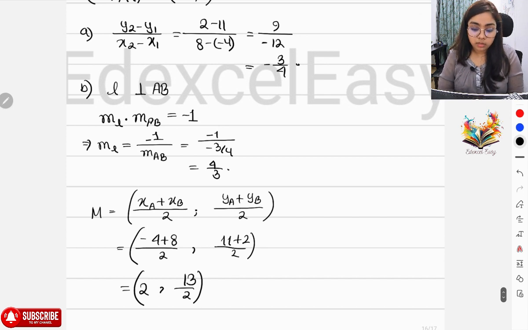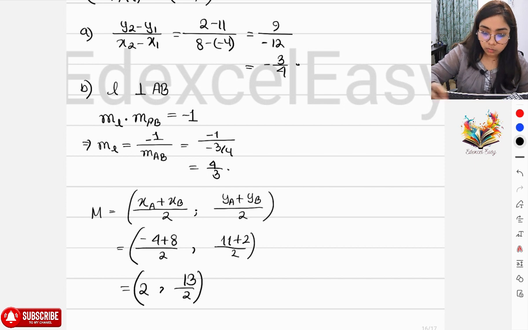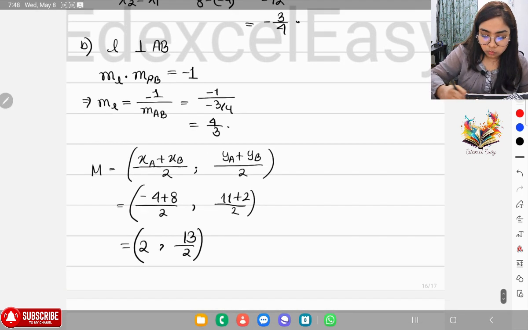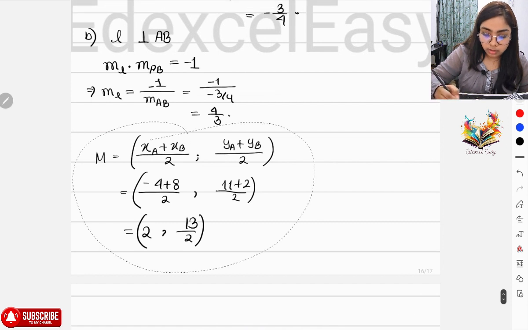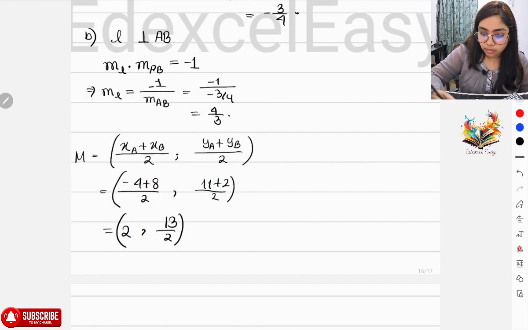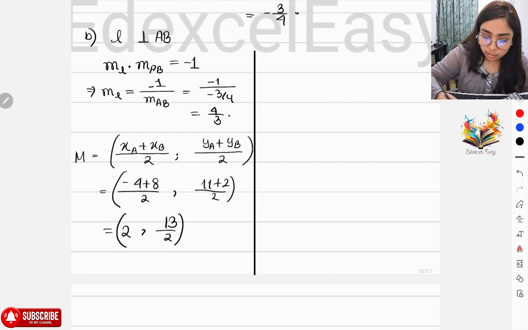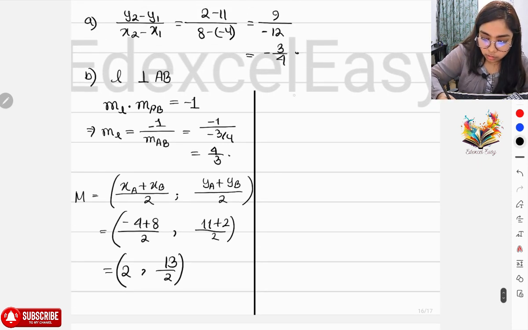For part B, they were only asking you to calculate the equation for line L. Now you have one coordinate and one gradient for line L. So you can clearly understand we're going to use the other equation, y minus y1 equals m times x minus x1. I'll just take a separate section over here, and start with the equation for line L.